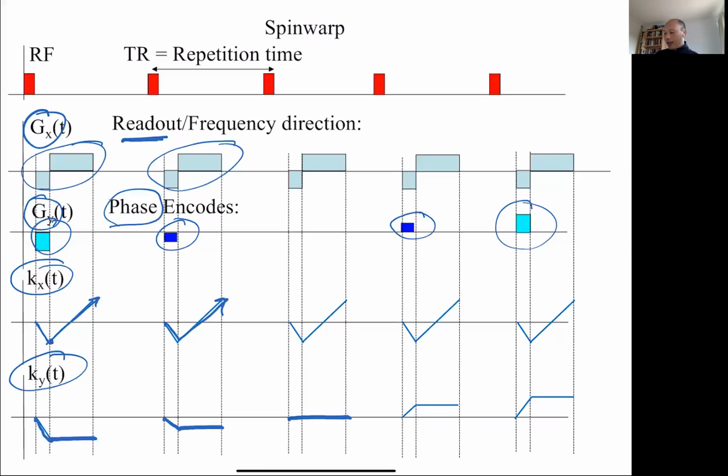And then here, it's a 0 value. Now we're going out to a positive value, holding it, going out to a farther positive value, and holding it. That's basically showing how, from shot to shot to shot, we are acquiring different lines in K-space. And the K-space trajectories reflect that.